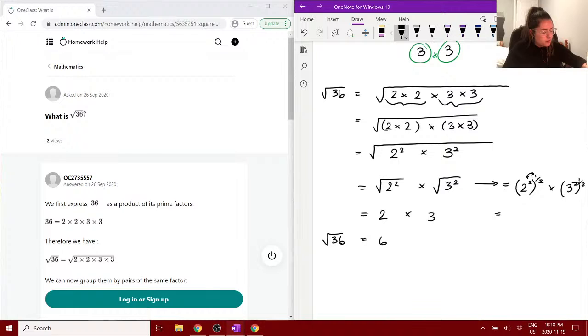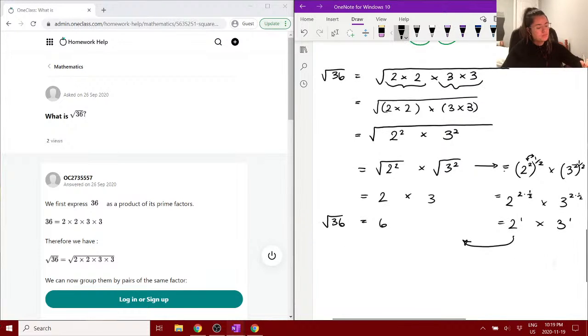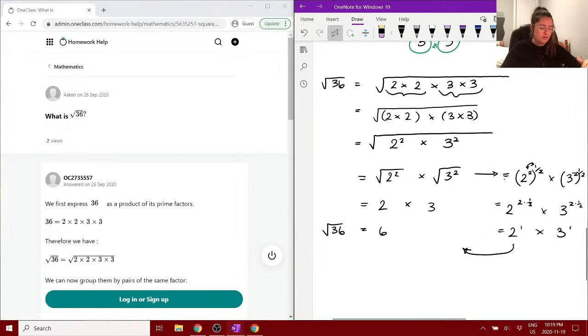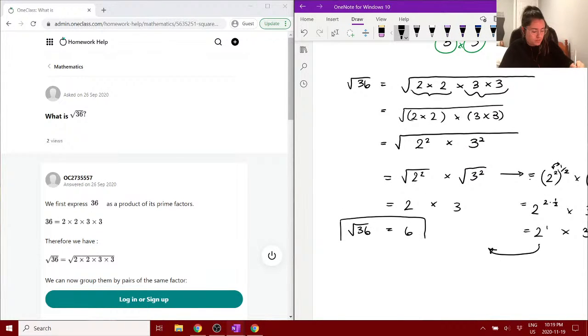So to apply the exponent into the bracket, you multiply 2 times 1/2 for the entire exponent. We have 2 times 1/2, and we know that 2 times 1/2 is like 2 over 2, which is 1. So you get 2 to the 1 and 3 to the 1, which, as you can see, leads you back to 6. So just another way of thinking about it, if the first method wasn't clear. But you'll get the same answer of 6 for the square root of 36. Okay?